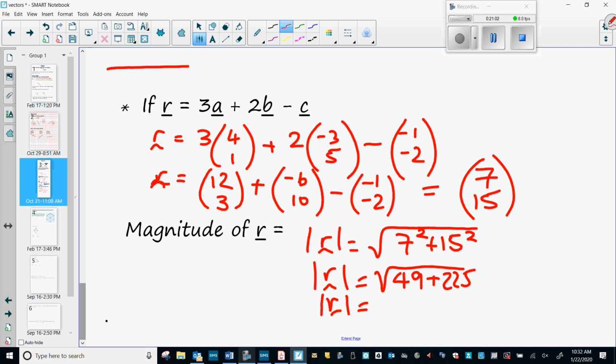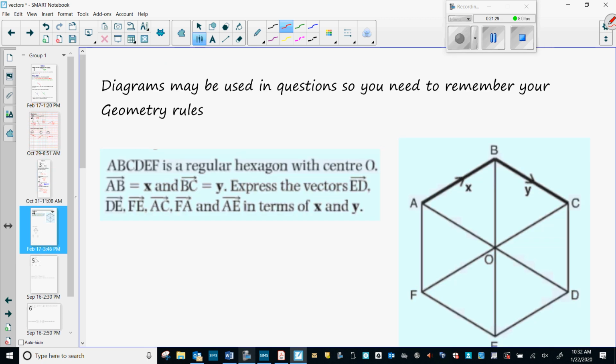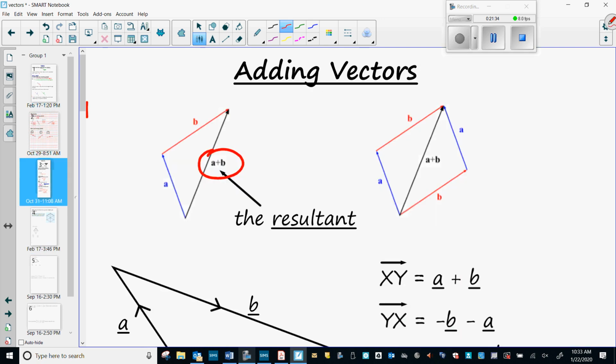Anyone happy with this? 16.6. Yes. Okay, Chris, yes? 16.6. Right, okay, let's do a little bit of work on this stuff first.